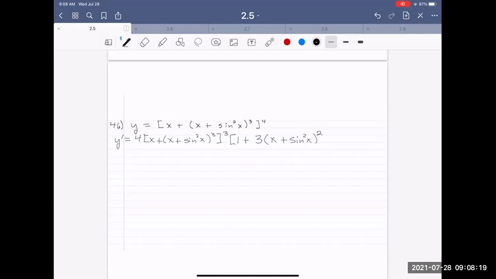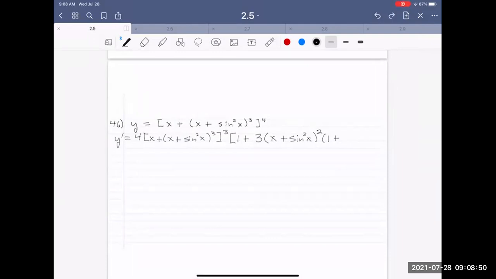Times, it's the general power rule, times the derivative of what's inside. So let's take the derivative of what's inside. And so derivative of x is 1 plus, here it is, plus, I take the derivative of this guy.